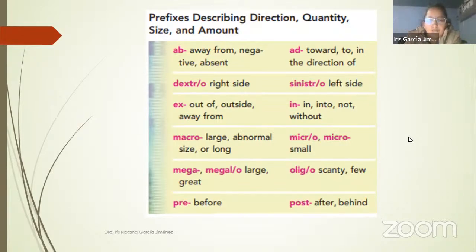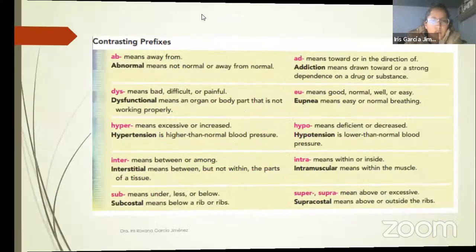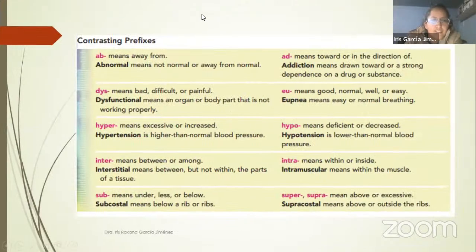So you can see this. Let's go ahead. Moreover, we have contrasting prefixes, I'm sorry. As we were checking, Ivana was reading, ab means away from, abnormal, for example. Dys means bad, is dysfunctional, for example.